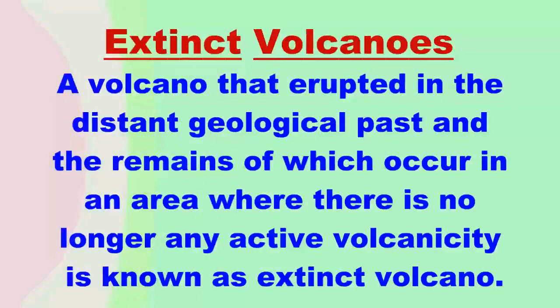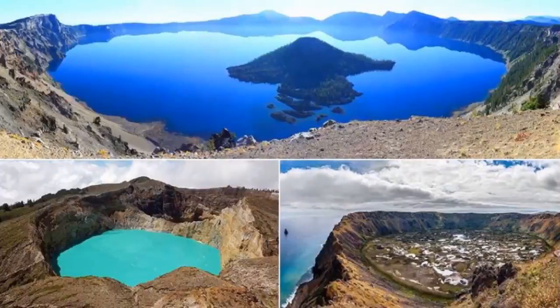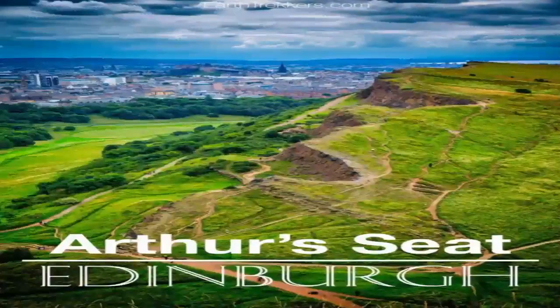Extinct volcanoes. A volcano that erupted in the distant geological past and the remains of which occur in an area where there is no longer any active volcanicity is known as an extinct volcano. The crater is filled up with water, converting it into a lake known as Crater Lake. Its volcanic form, the cone, may have totally disappeared. Example, Arthur's Seat, Edinburgh, Scotland.